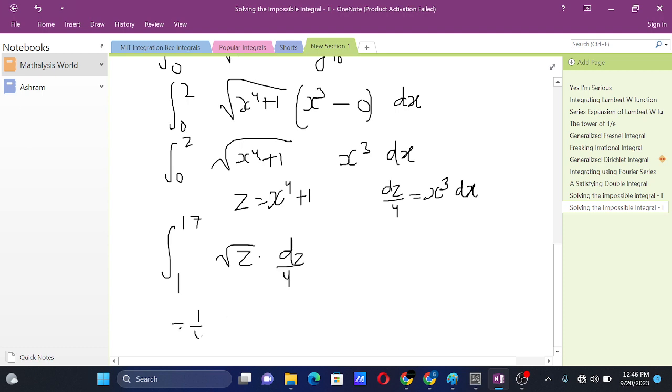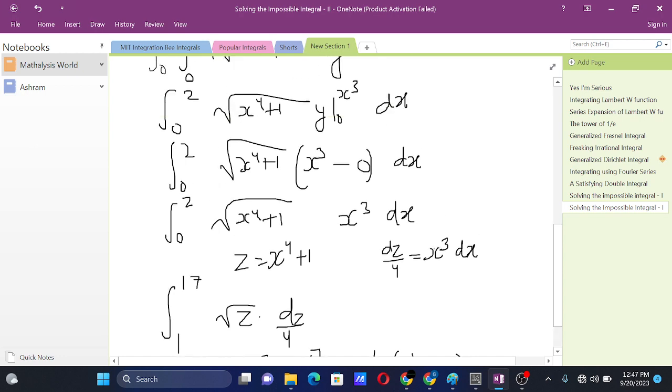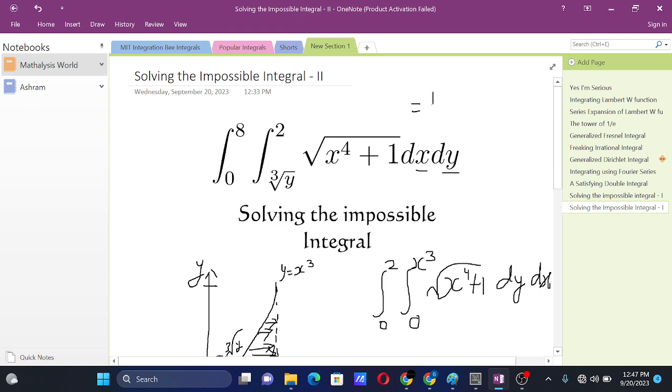So that will be 1 by 4 times g to the power 3 by 2 divided by 3 by 2, from 1 to 17. So that would be 1 over 6 times 17 to the power 3 by 2 minus 1. So I guess this is the answer. We have solved the seemingly impossible integral, and this answer is 1 by 6, 17 to the power 3 by 2 minus 1.